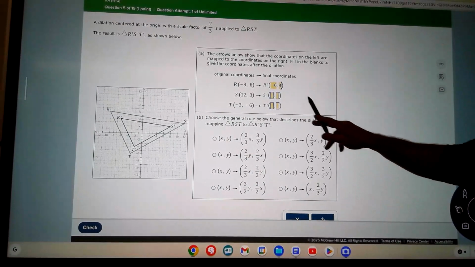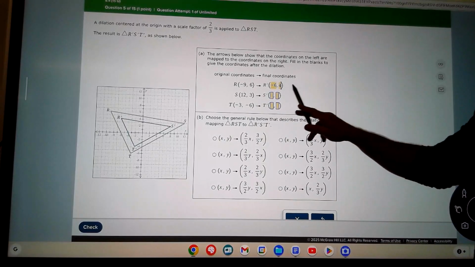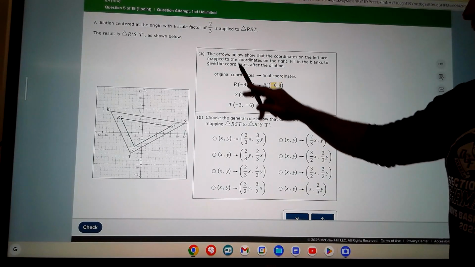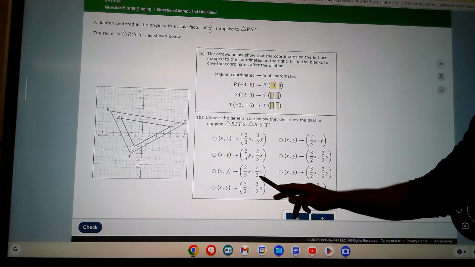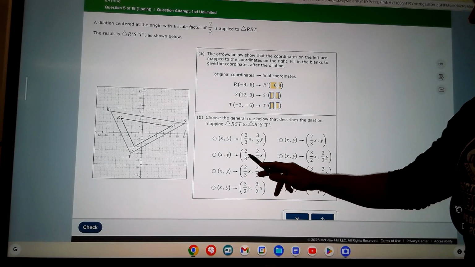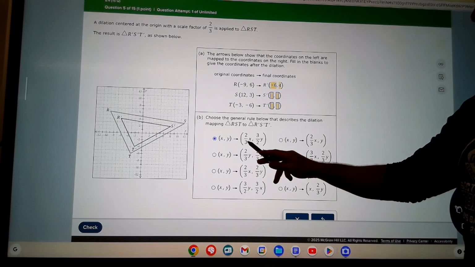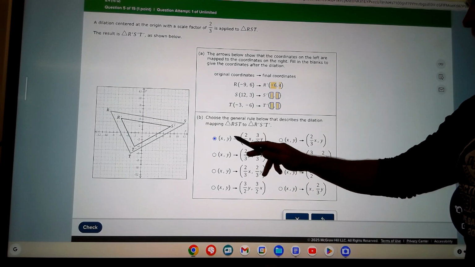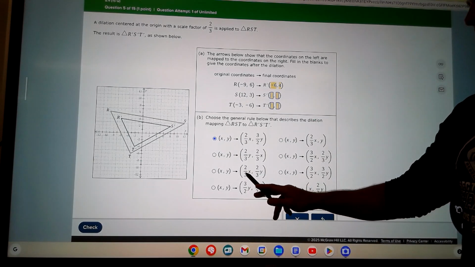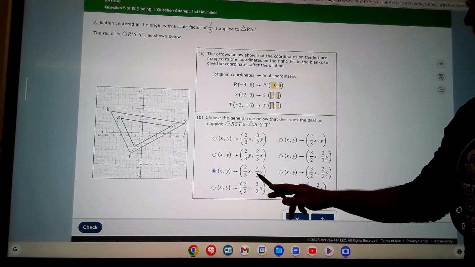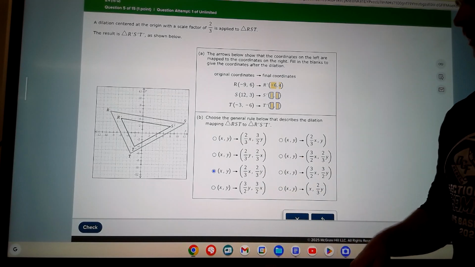What happened here? You took everything times 2/3. So you want to make sure it says 2/3 x, 2/3 y, and make sure they're in the right order. 2/3 x, 3 halves? Nope, not that one. I want 2/3 x, 2/3 y. This is the one I want. So be careful. They do kind of try to trick you a little bit with that one.